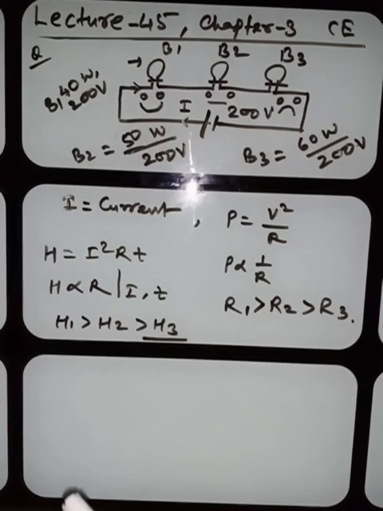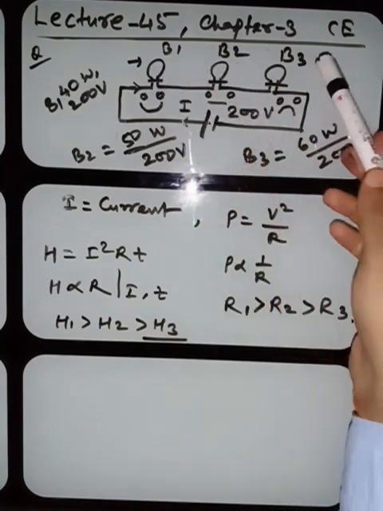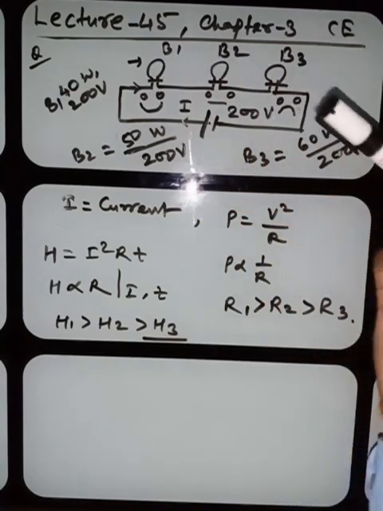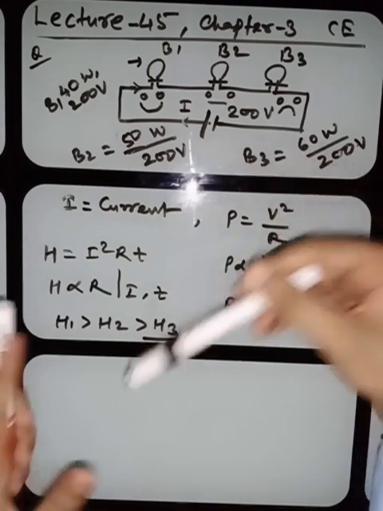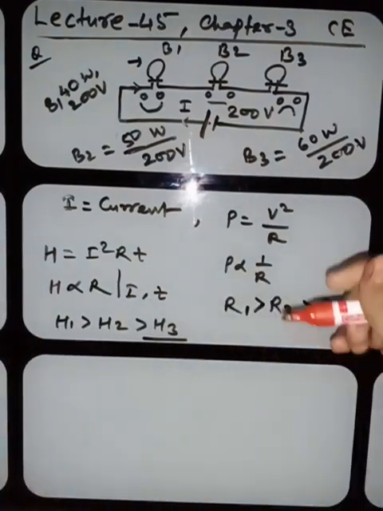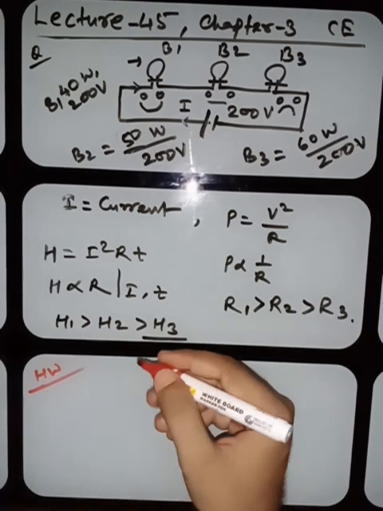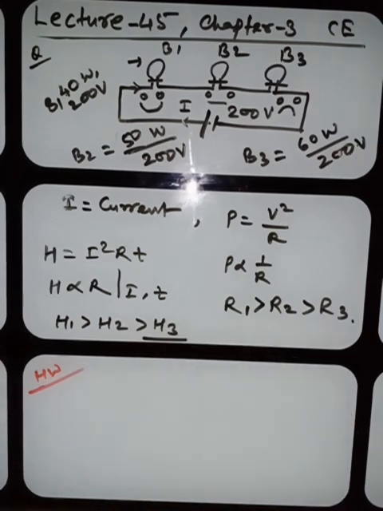Now you can solve this question by applying that if these three bulbs are in parallel, then what will be the glow of these three bulbs, which will glow more in parallel. Now write down here a homework, my dear student.